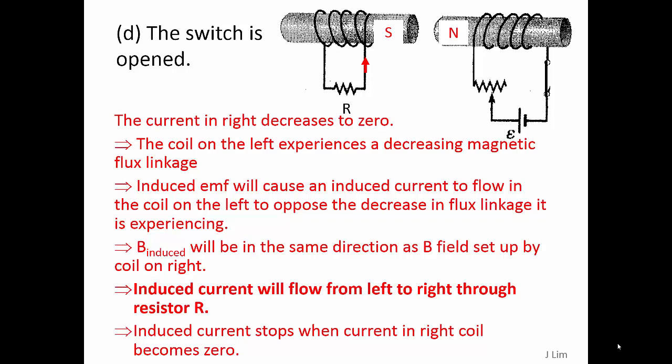The magnetic flux density will be in the same direction as the magnetic field set up by the coil on the right. Induced current will flow from left to right through resistor R. Induced current stops when current in the right coil becomes zero.